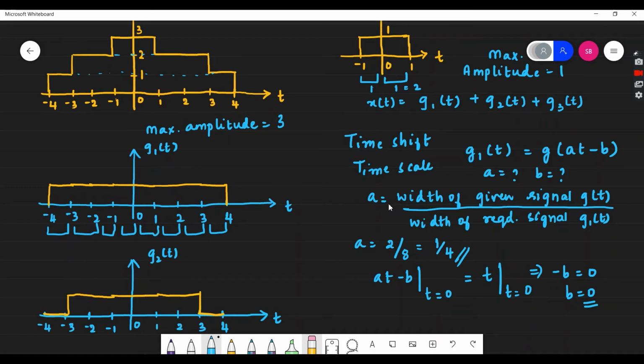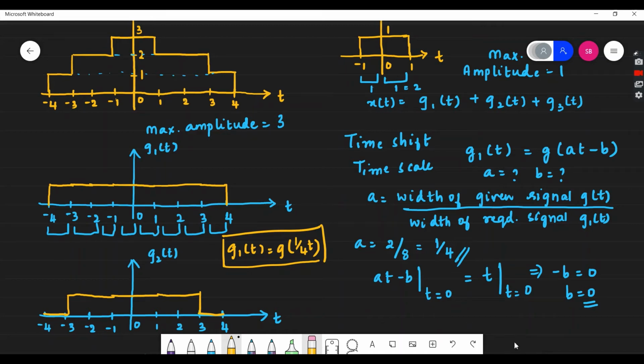Just substitute in this equation so that you will get to know what G1 of T is. G1 of T will be equal to G of A into T, that is 1 by 4 into T, minus B, which is 0. So it is nothing but G of 1 by 4 T minus 0. I have skipped that 0. So your expression for G1 of T is equal to G of 1 by 4 into T.